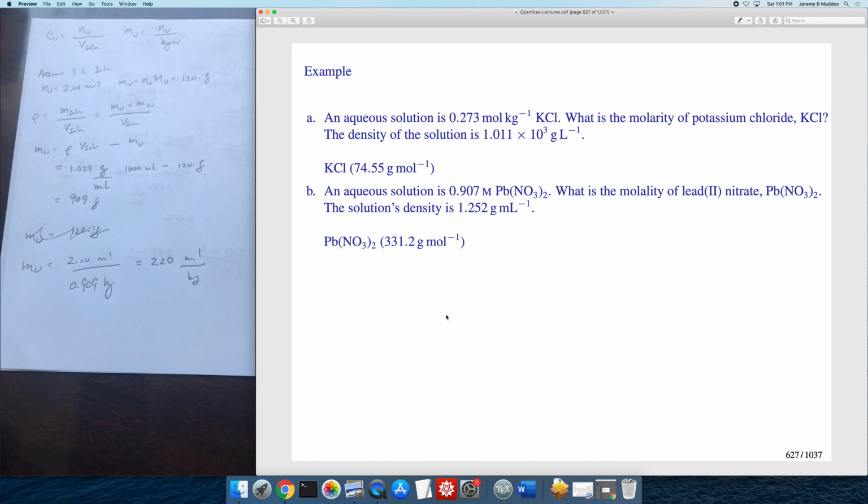The next set of problems are the same thing, but just for different compounds. So here you've got a molality of potassium chloride. You're being asked to calculate the molarity. Here you're given the molarity of a lead 2 nitrate solution, and you're being asked to calculate the molality. So it's the same problems, just different compounds, different molar masses, but the procedure is the same.